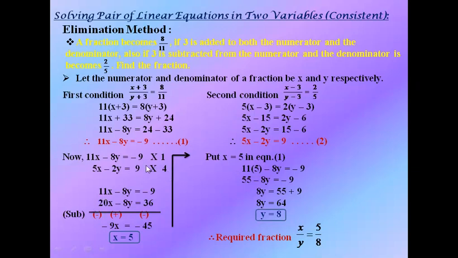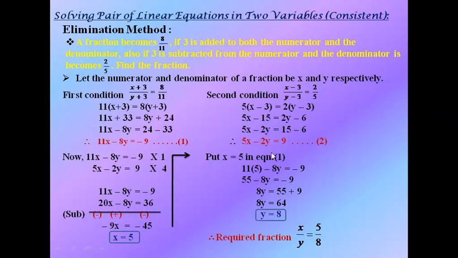Then we get 11x minus 8y is equal to minus 9, and 4 into 5, that is 20x, minus 4 into 2 is 8y is equal to 9 fours are 36. By subtraction, 11 minus 20 is minus 9x. The 8y and 8y get cancelled here. Minus 9 minus 36 is minus 45. Eliminating the minus sign on both sides, 45 by 9 gives x is equal to 5.